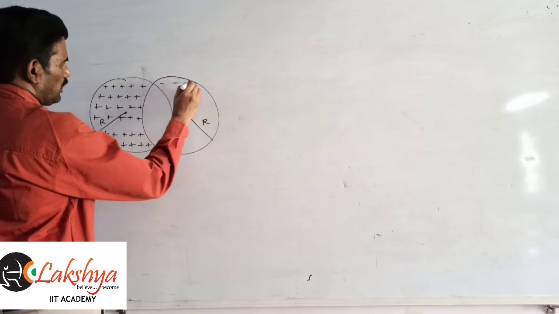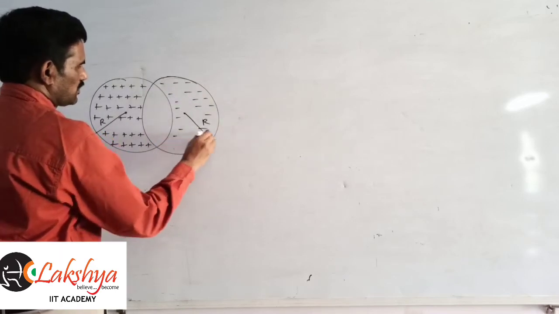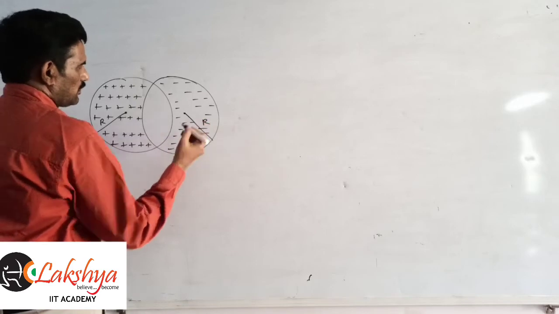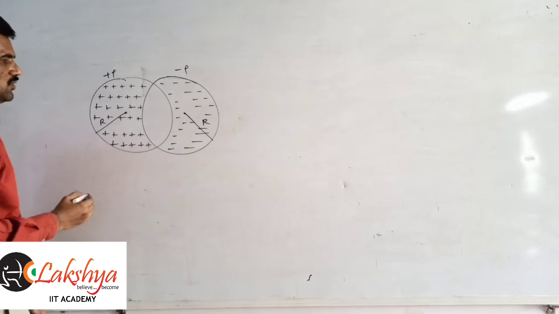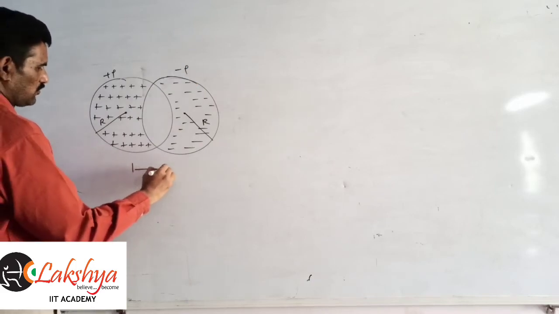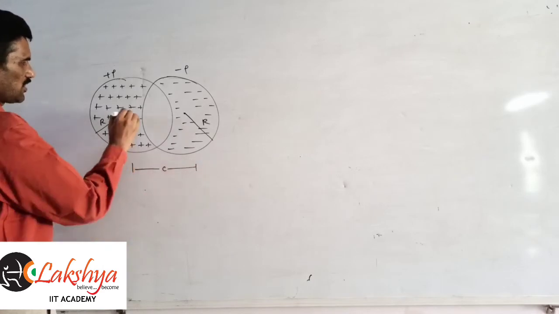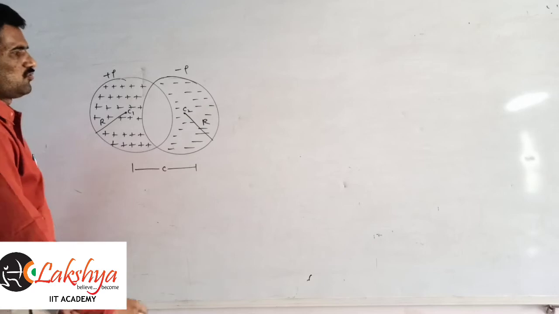Assume that these two spheres are overlapping on each other, as shown in the figure.